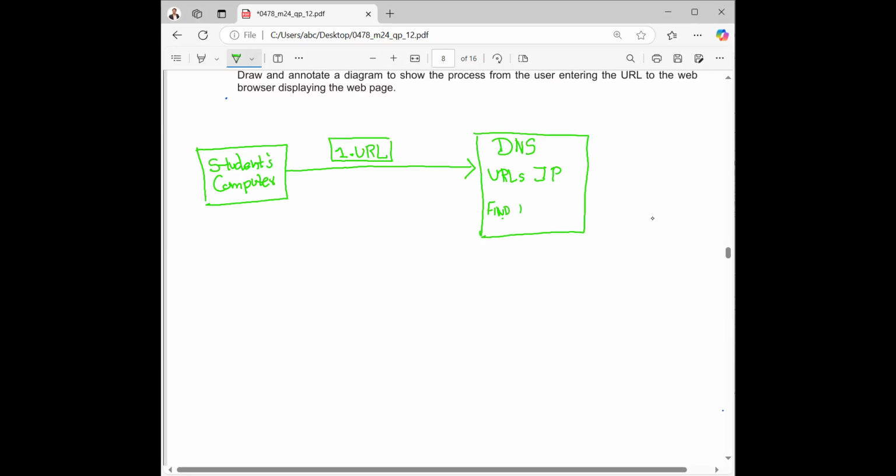It is used to find the IP for the URL, because I discussed in the class that DNS is like a phone book, right? A phone book has the contact numbers of everyone. Similarly, DNS has the IP address of every website. So the student enters the URL, it goes into the DNS, and then from the DNS, it goes back to your student's computer. So this is your second point. And then the third one, I am going to write here that you are going to have an IP address.